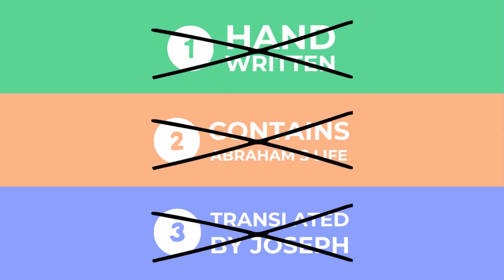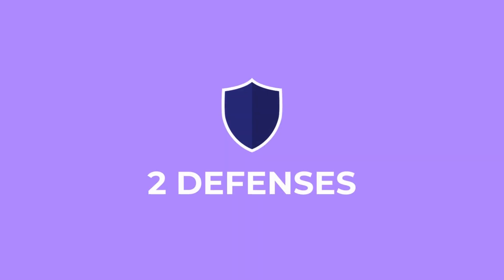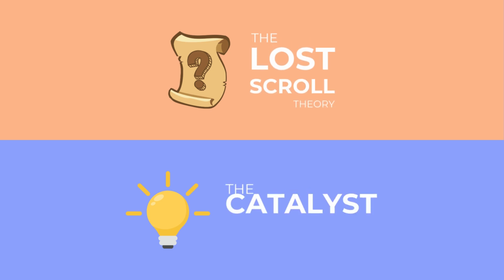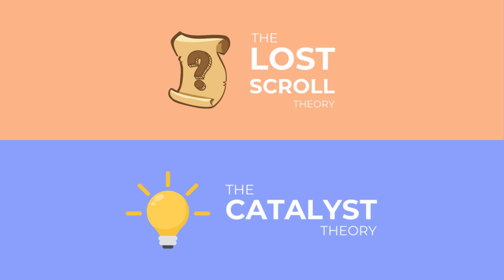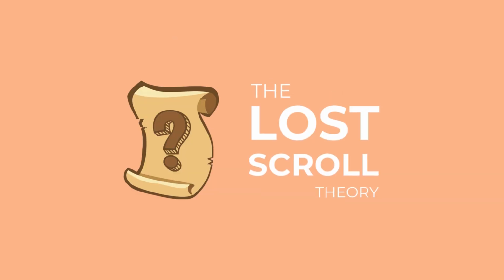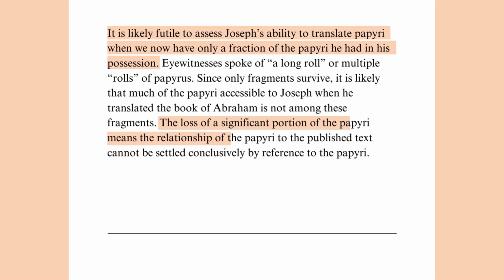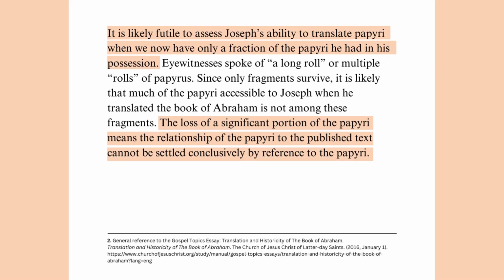Well, it's not that simple. There are two popular defenses that need to be addressed. These are commonly known as the lost scroll and catalyst theories. First, the lost scroll theory. This theory claims the source is lost, and the papyri we have today cannot be used to judge translations in the Book of Abraham. There are three main evidences against this defense.